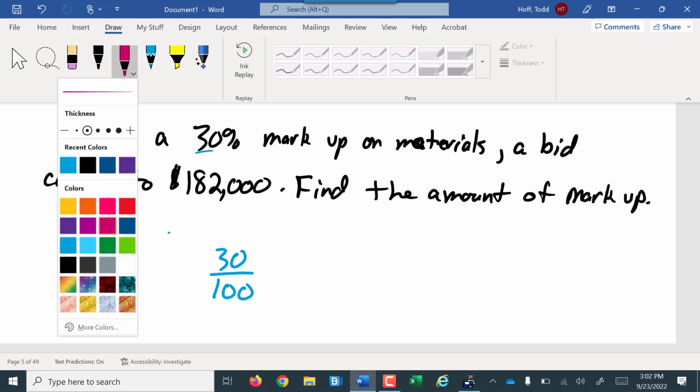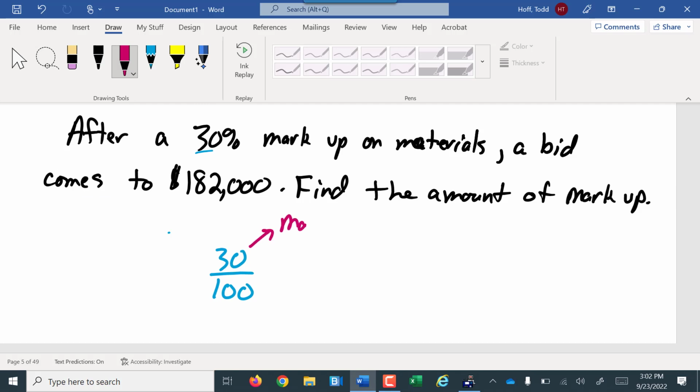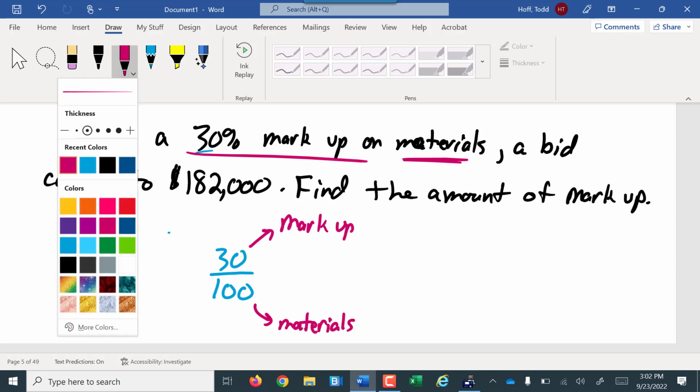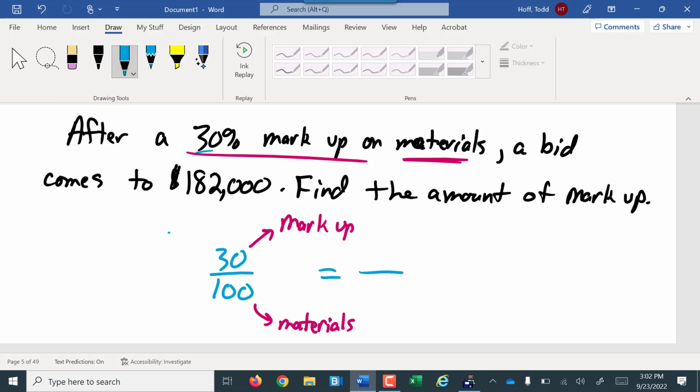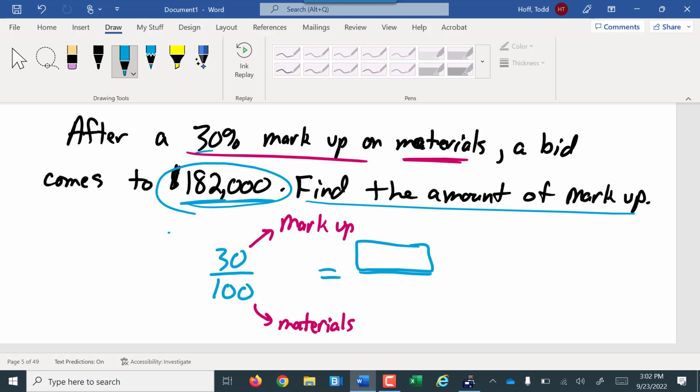If I look at what that 30% is, of course, the 30% is the markup. It is based off of the materials. So the 100% here is materials. On the other side, we're asked to find the markup, so that's what we're looking for. Is the 182,000 the materials? No, it's the bid after the markup, isn't it? So these percents don't work here. The 182 does not represent the 30 or the 100%.